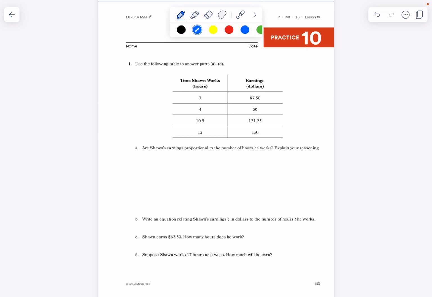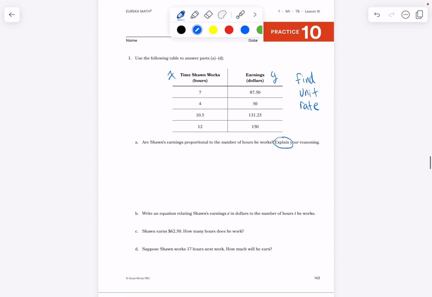So starting off with question number 1, we have a table and we need to determine if Sean's earnings are proportional to the number of hours that he works. Don't forget to always label your table here. You need to explain your reasoning. I would suggest finding a unit rate. When you find the unit rate, you have to do y divided by x for each of the values. If you do find a unit rate, you need to explain why the table is proportional.